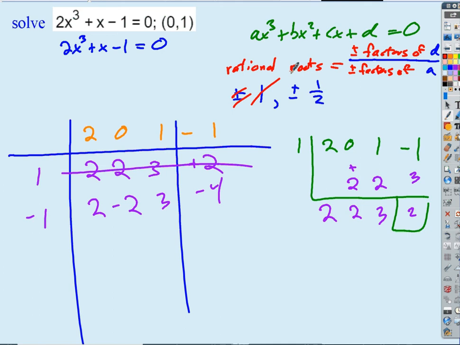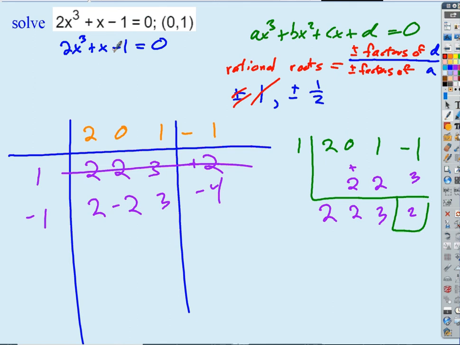I guess we have time. How do you deal with the fractional ones? Because this is really helpful. What if we want to try positive 1/2 in this one? Do you just multiply all the factors by 2? There's a couple ways we can look at this. If I'm trying 1/2, then what I'm really doing is trying to see if this function divided by x minus 1/2 gives me 0 remainder.